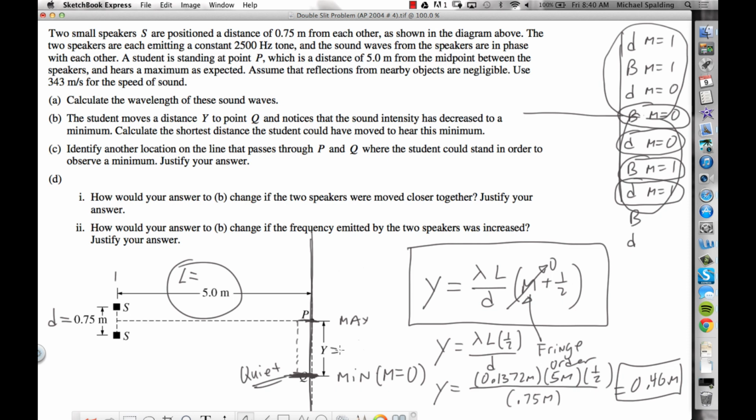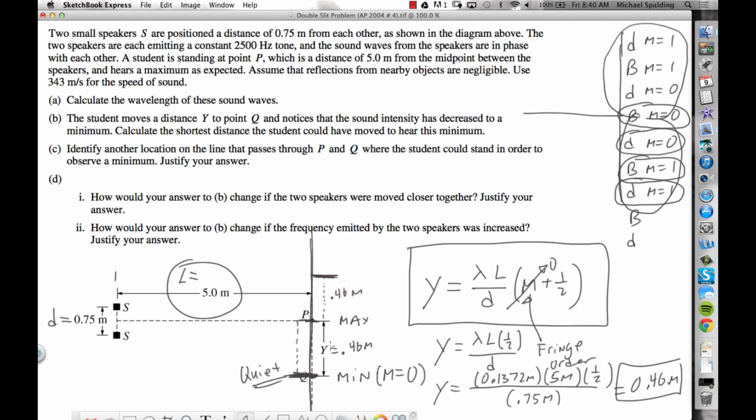So we just calculated this Y is 0.46 down. So what if we went like this? What if we went up 0.46? Should that be a quiet up there? Yeah. That's totally right. In fact, that's the answer that they have on the answer key.